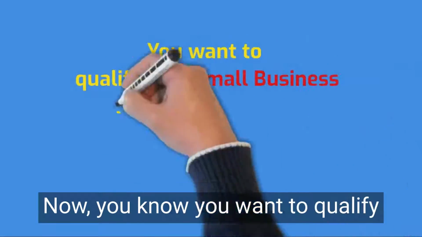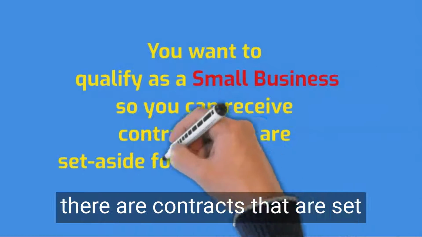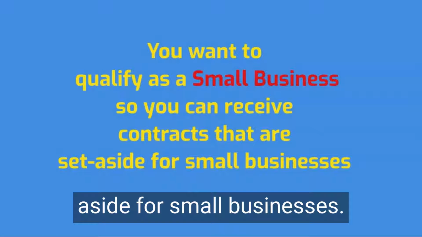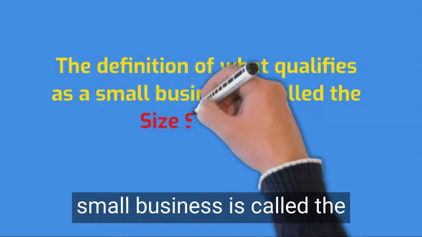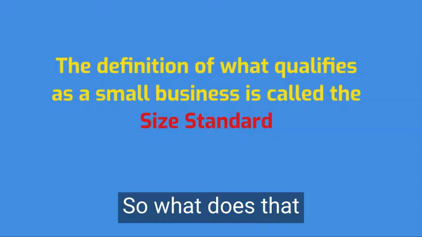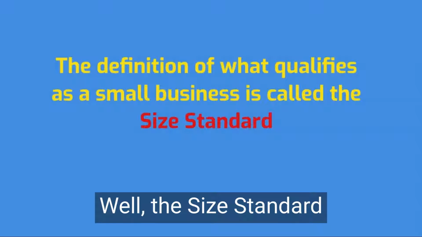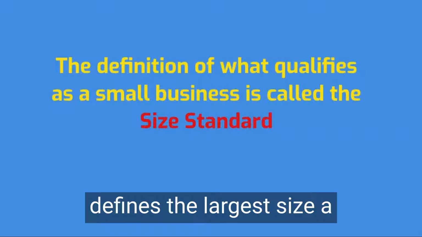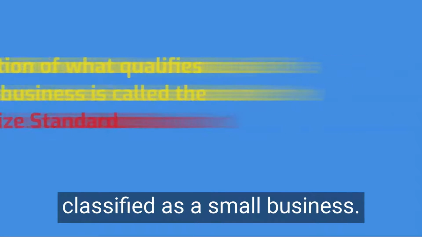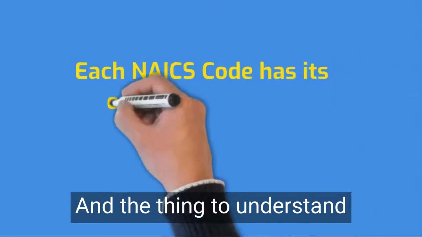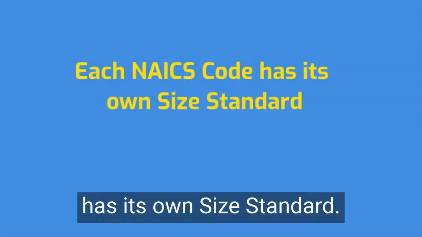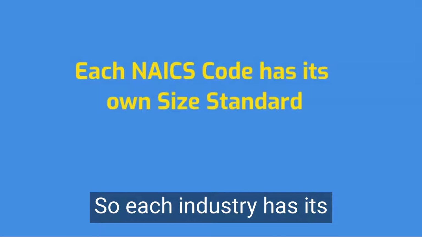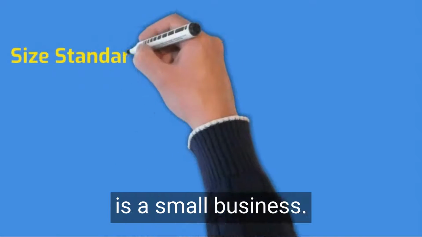Now, you know you want to qualify as a small business because there are contracts that are set aside for small businesses. And the thing the government uses to determine whether your business qualifies as a small business is called the Small Business Size Standard. So what does that mean, size standard? Well, the size standard defines the largest size a business can be to remain classified as a small business. And the thing to understand is that each NAICS code has its own size standard. So each industry has its own definition of what is a small business.